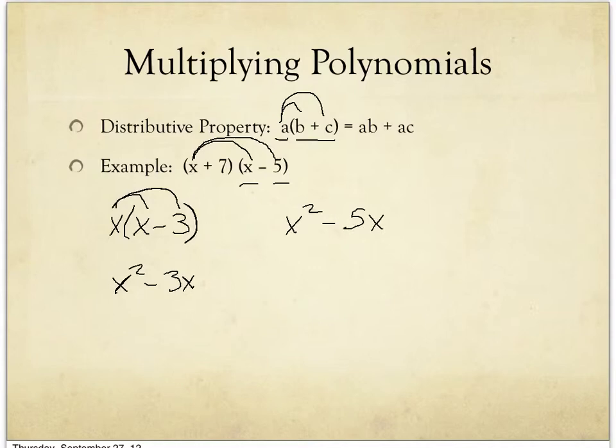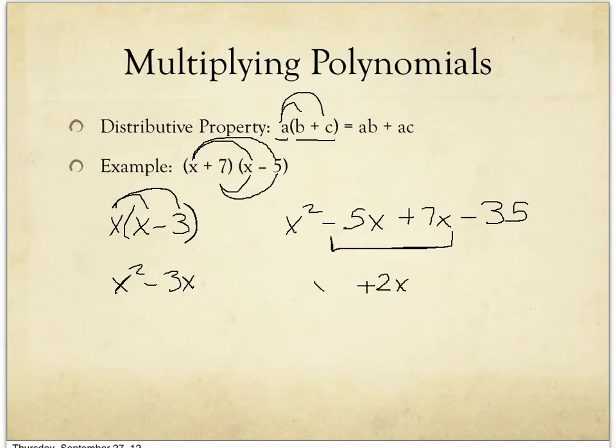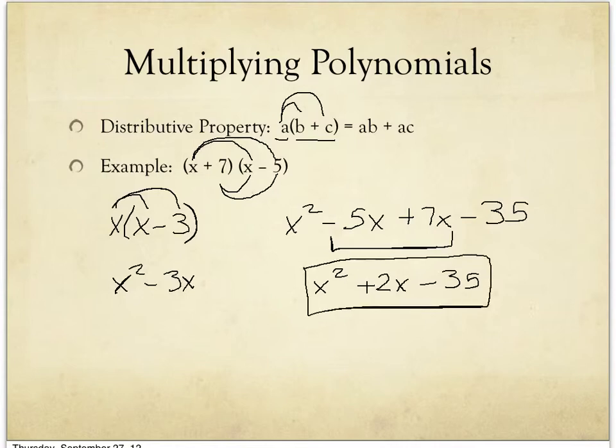Now I take the second term of my first binomial, 7, and I multiply it by each of the terms in the other binomial, and I get 7x minus 35. Now when I look at this, I have two x terms that I can combine. Negative 5x and positive 7x leave me with a positive 2x. And my other terms have nothing to combine with, so I'm just going to bring them on down. So my resulting polynomial is a three-term polynomial, x squared plus 2x minus 35.